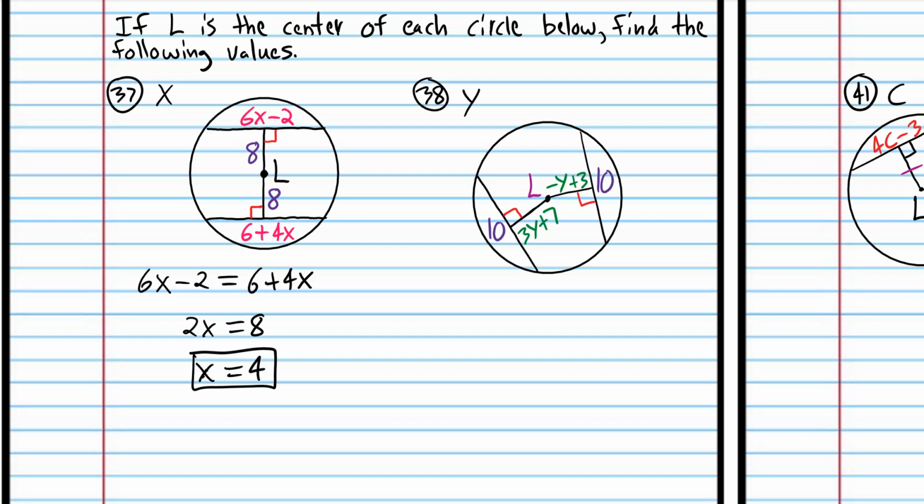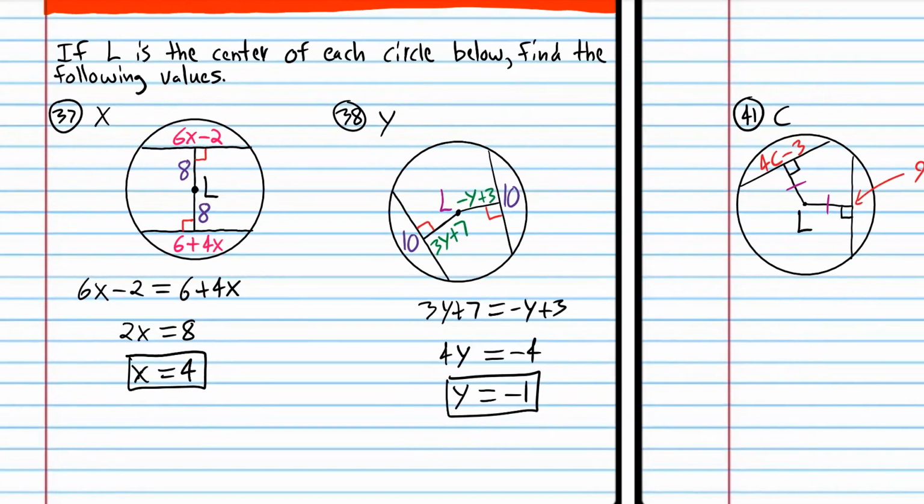Notice that the chords are congruent. They're both 10. The length of the chords is both 10, so that means they must be equidistant from the center. And add y to both sides, subtract 7 from both sides, divide both sides by 4, and we get -1 for y, and there you go.